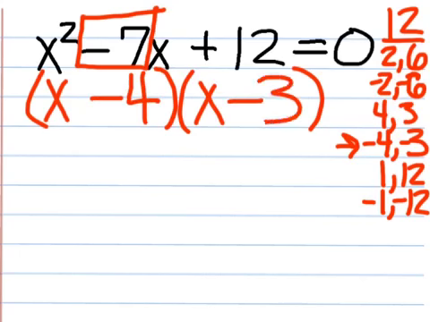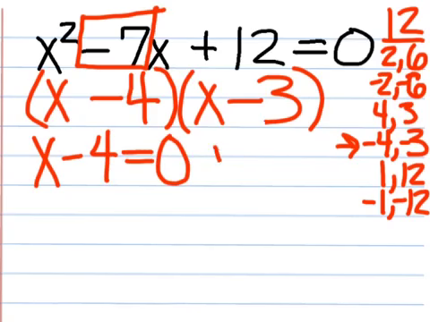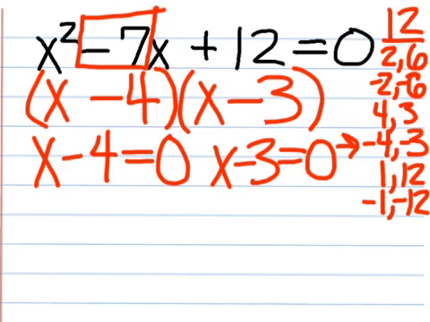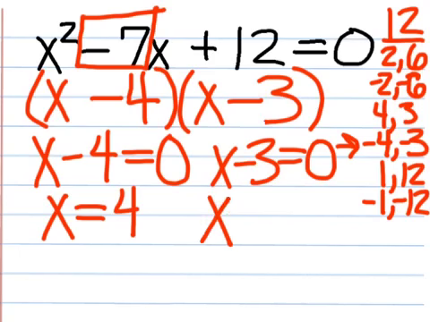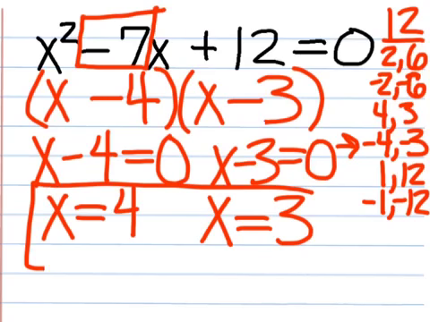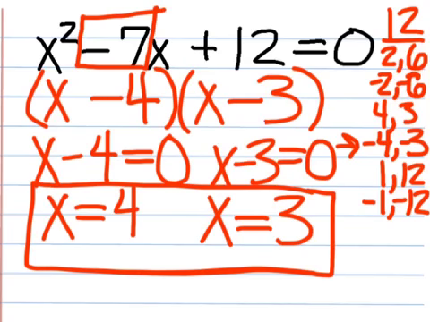Put those in and set them equal to 0. x minus 4 equals 0, and x minus 3 equals 0. Then we solve for x. Add 4 to both sides to get x equals 4. For this one, we add 3 to both sides and we get x equals 3. And this is our final answer.